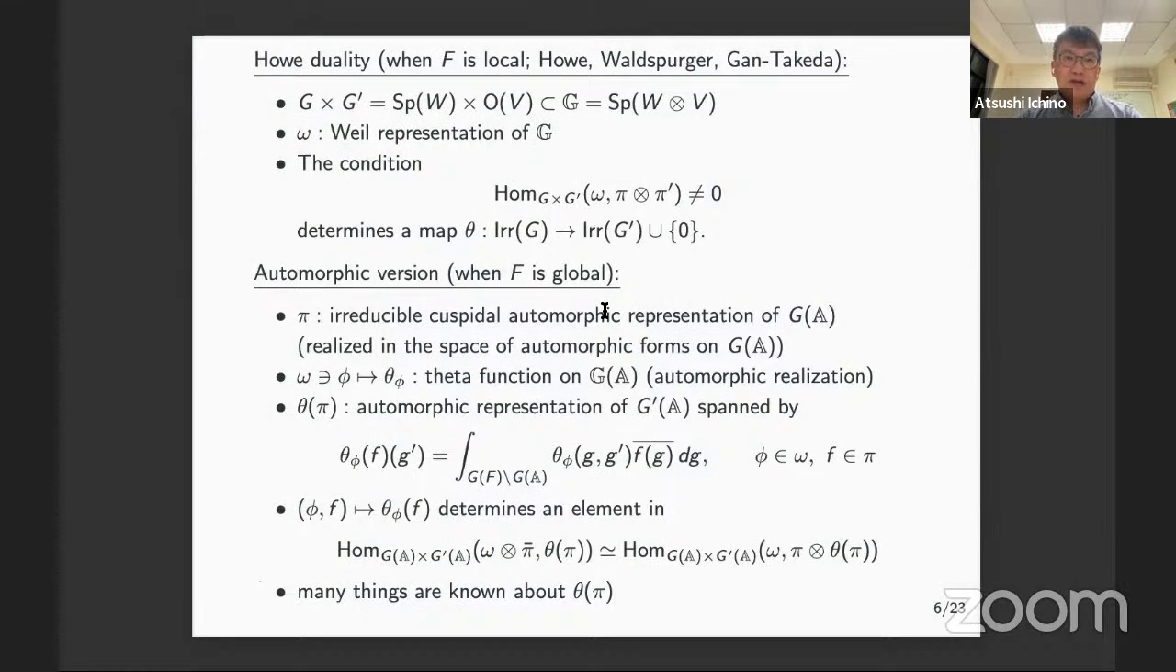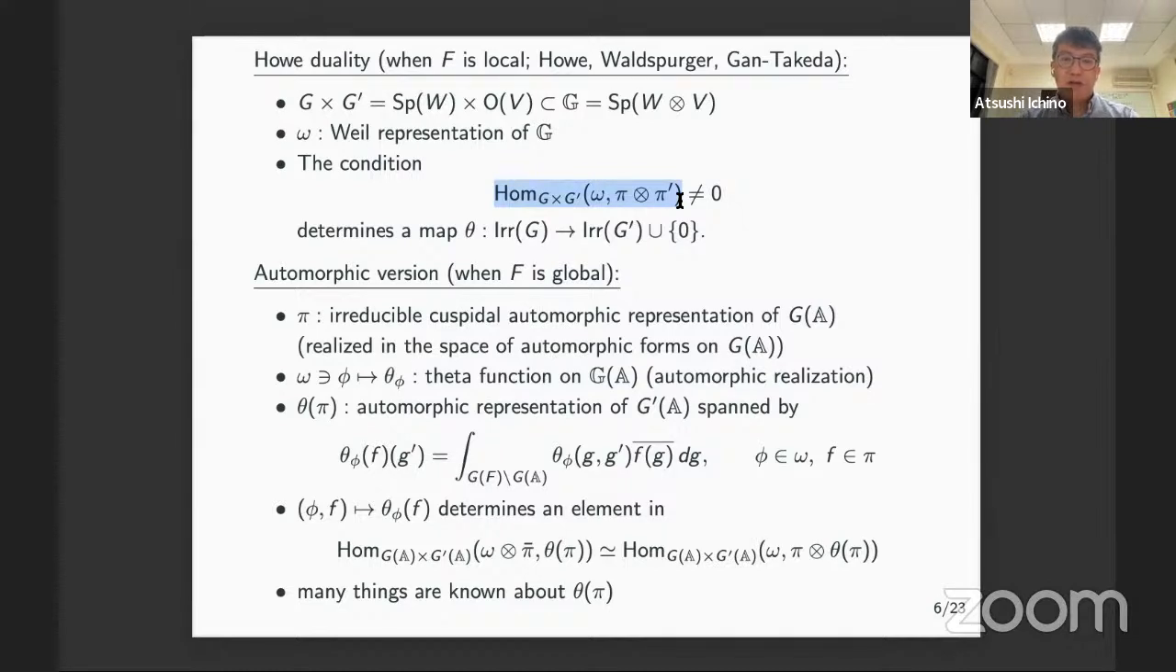So again, the Howe duality in the local setting has been established by Howe, Waldspurger, and Gan-Takeda, and it says the following. Now we have the product of G and G prime, which is the product of Sp(W) and O(V), which can be embedded into the big symplectic group. And omega is the Weil representation of this big symplectic group. Then we are looking at the representation pi tensor pi prime, which appears in omega as a quotient. So we are interested in this condition, and this non-vanishing condition of the Hom space determines the map from the set of representations of G to the set of representations of G prime.